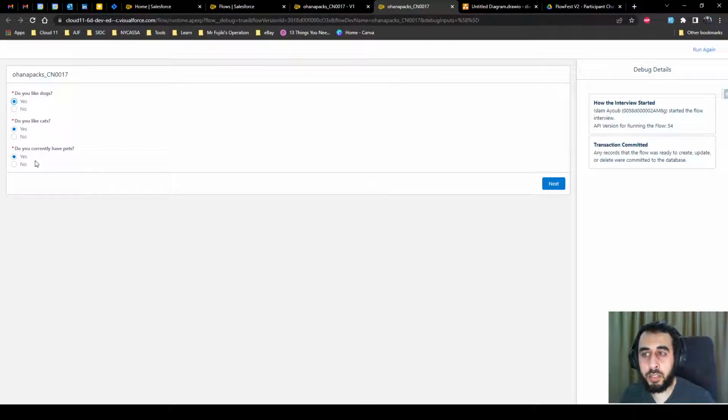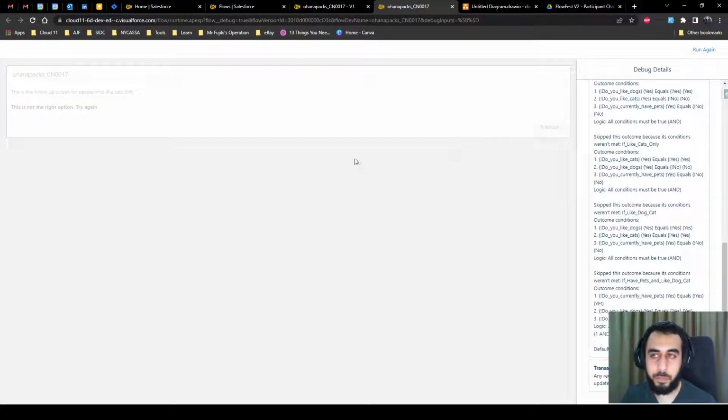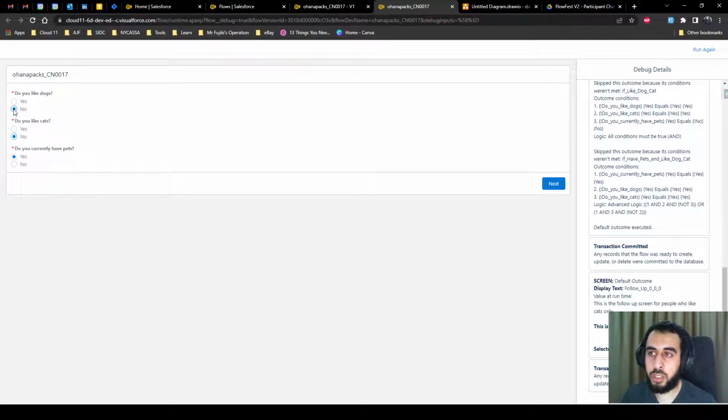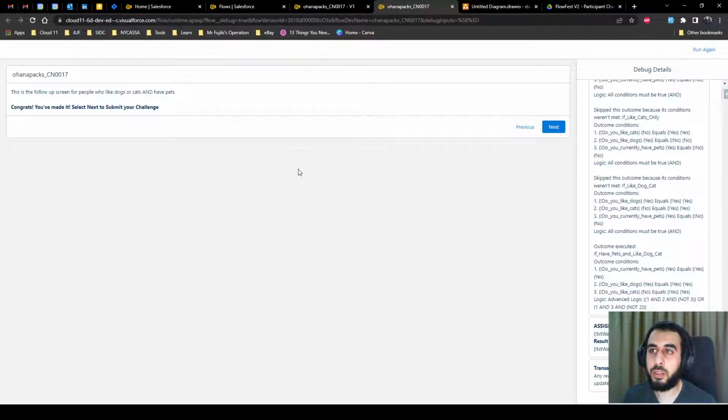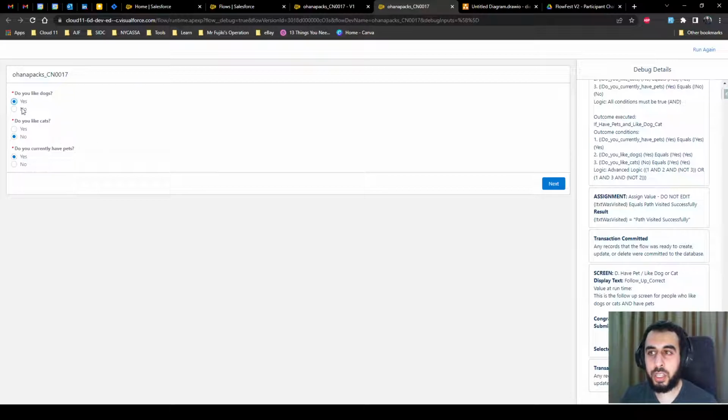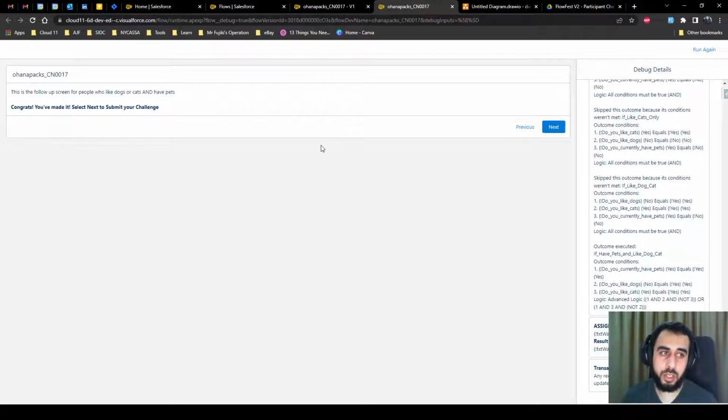If I choose yes, yes, and yes, this should not give me the correct screen, because one of those two has to be no. This is not the right option. Now, if I make it no and yes, again, this should not take me to the correct screen because one of them has to be yes. This is not the right option. Now, if I answer yes on dogs and no on cats, this should take me to the correct screen. This is the correct screen. Additionally, if I flip this around, this is no and this is yes, then it should also take me to the correct screen. This is also taking me to the correct screen.